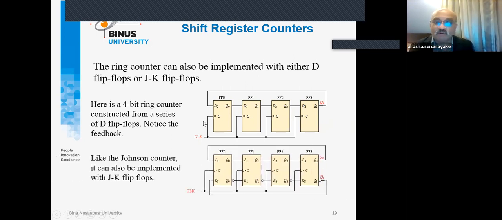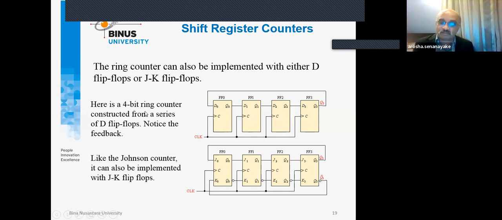In that form, you can see that we can do the same thing with the JK flip-flop. In this case, a ring counter. It is not the twist. Here, there is no twist. In case of Johnson counter there is a twist, Q3 bar is connected to J0, but in this case, Q3 is connected to J0 and Q3 bar is connected to K0. So that is the difference.